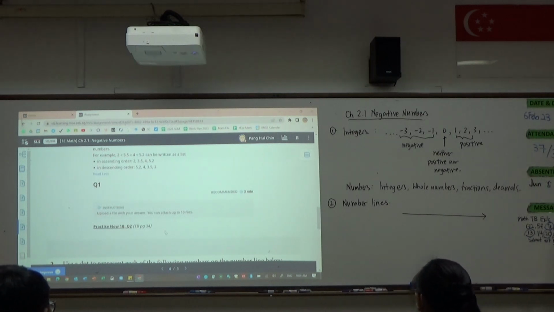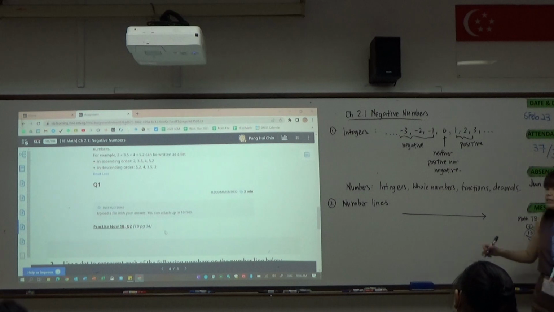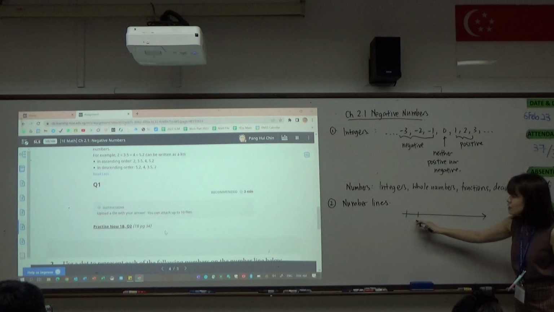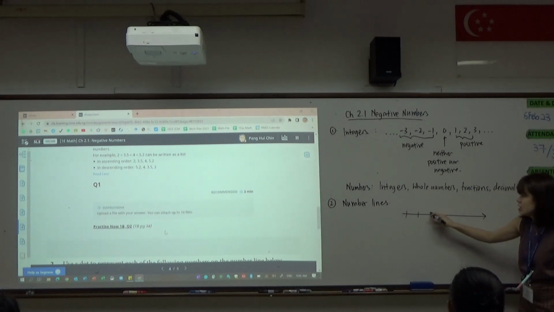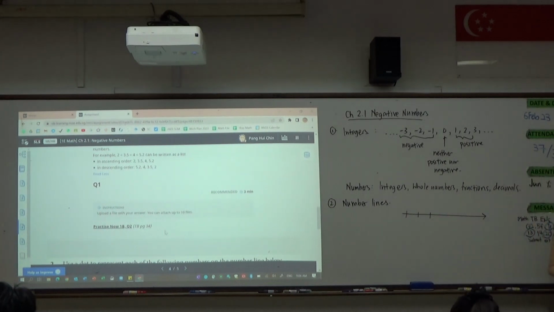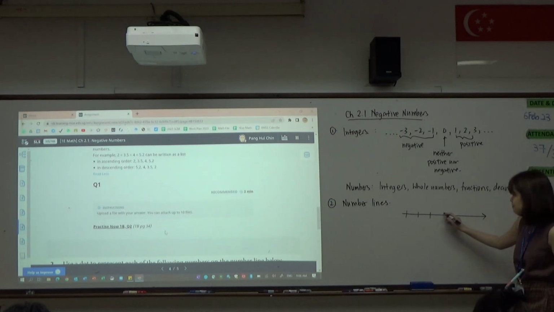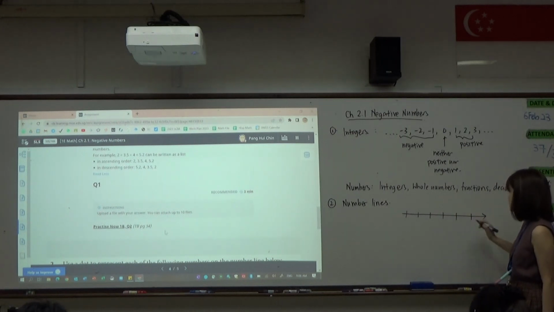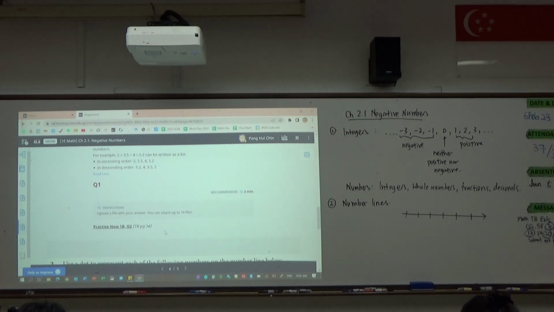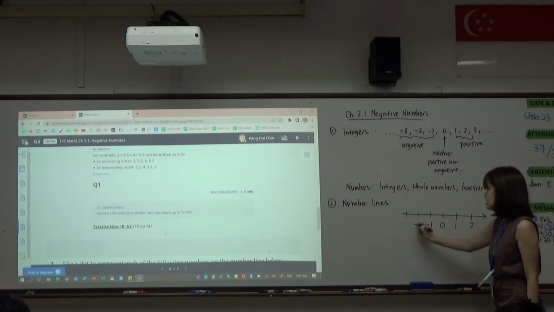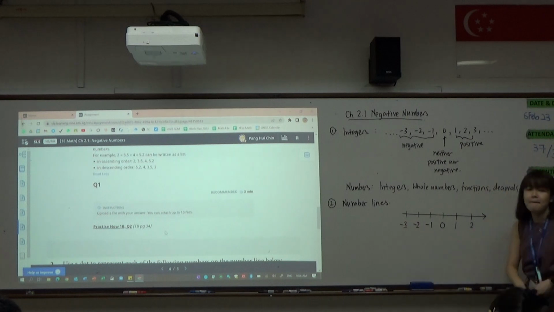Make sure you actually measure the distances for every interval. The interval from this marking to the next marking should be the same size as the other one. Usually we take maybe just 1 cm to represent one interval apart. So let's say if I have my numbers 0, 1, 2, down here will be -1, -2, -3.